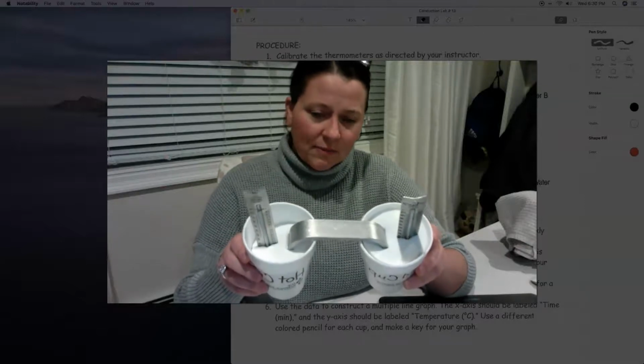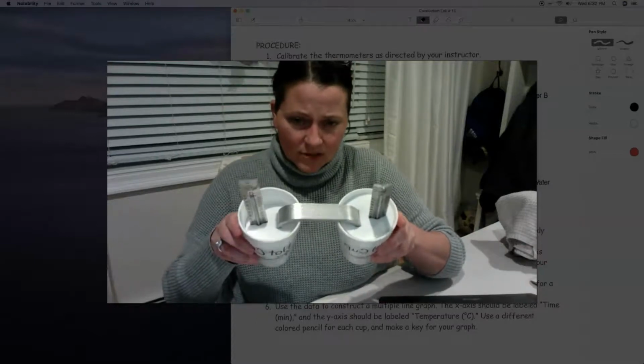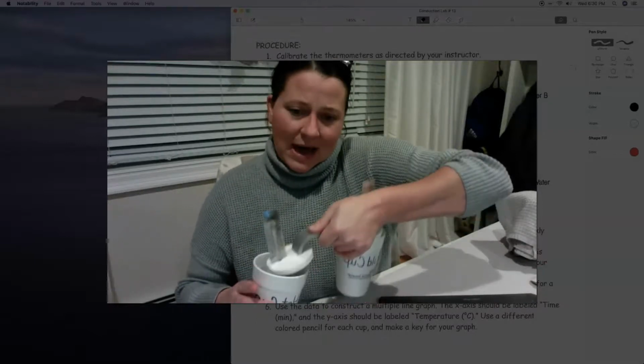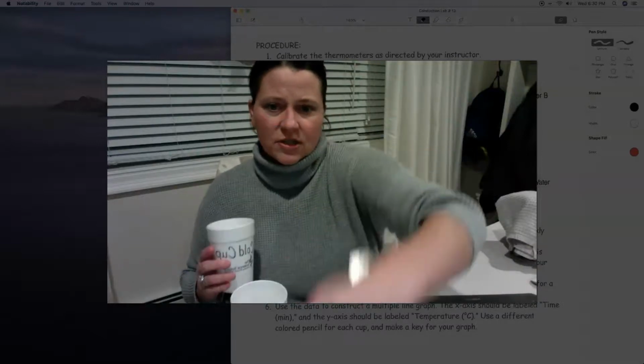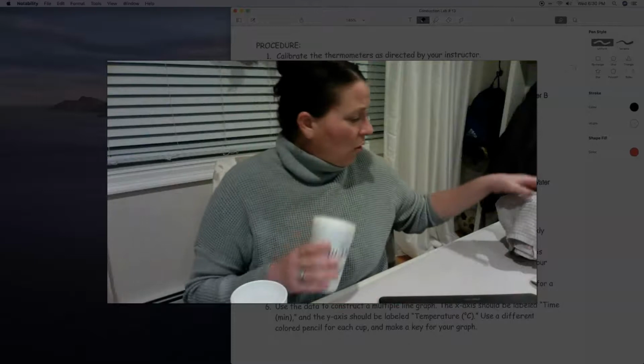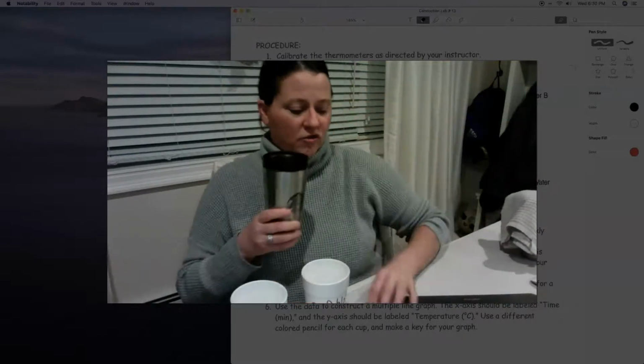Okay, and what's going to take place is I'm going to take off the two lids with the thermometers and the metal bar. I'm just going to take them out of contact for a second. Okay, I'm going to take this contraption and just lay it down. And for my cold cup, what I'm going to do is I'm going to transfer.